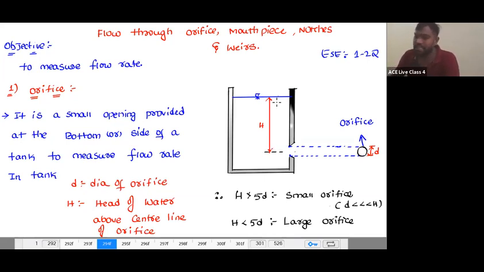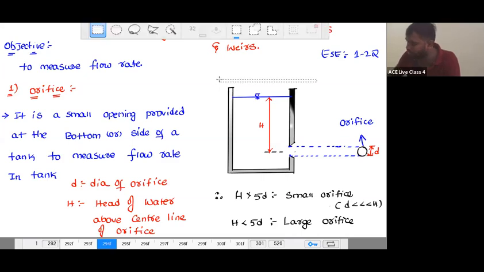Now, if H is the head of water from the center line and D is the dia, based upon that we are going to say whether it is a small orifice or large orifice. Now let's take this figure once again.